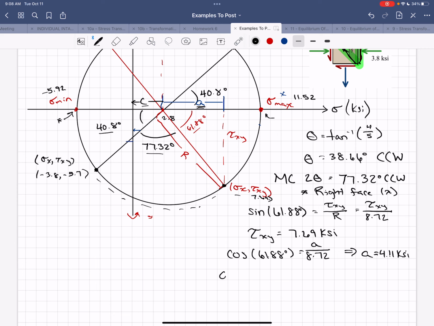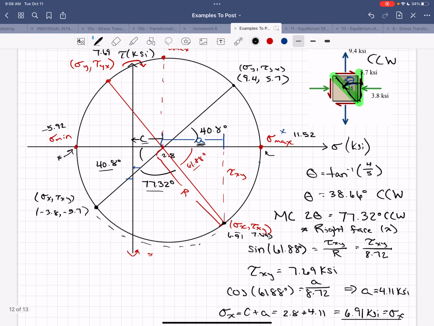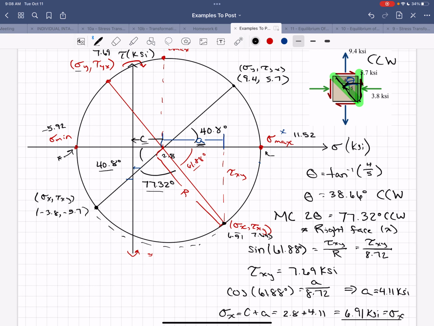So sigma x equals c plus a, and that equals 2.8 KSI plus 4.11 KSI. So that equals 6.91 KSI equals sigma x. Boom. So this is 6.91. Okay, now all we have left to do is to figure out what sigma y equals.